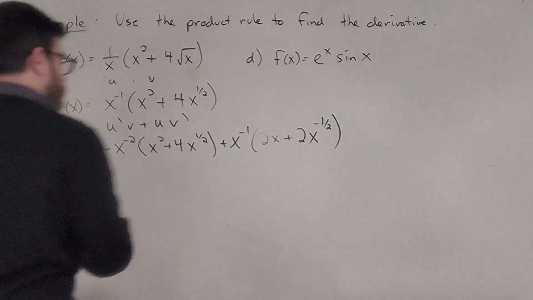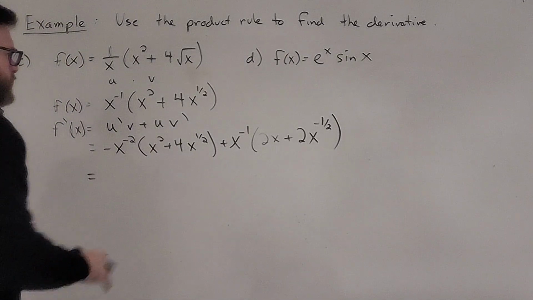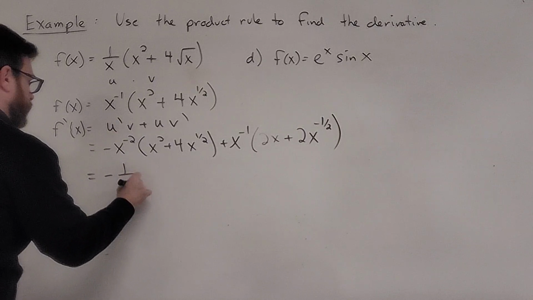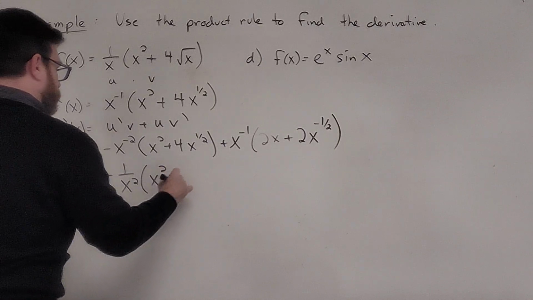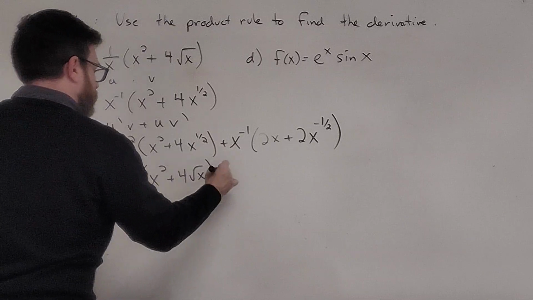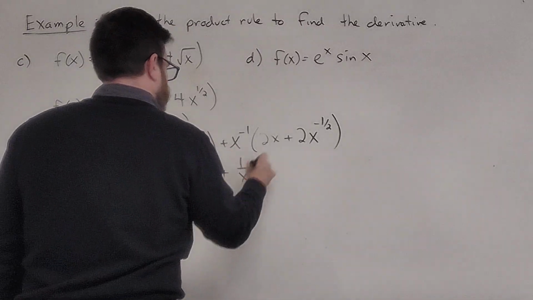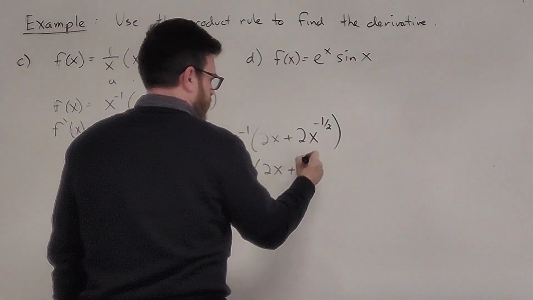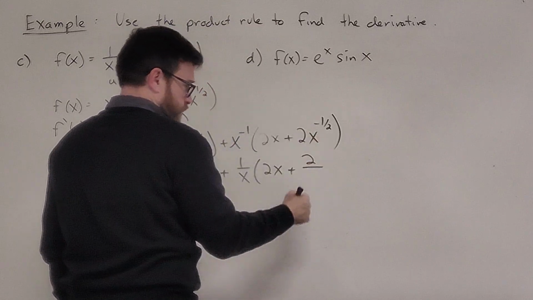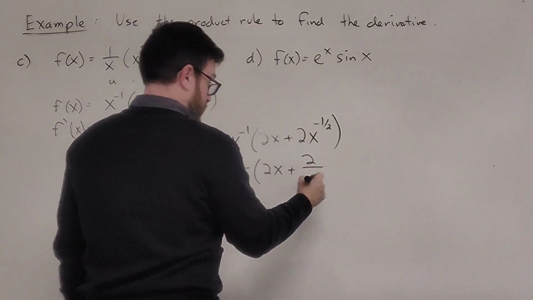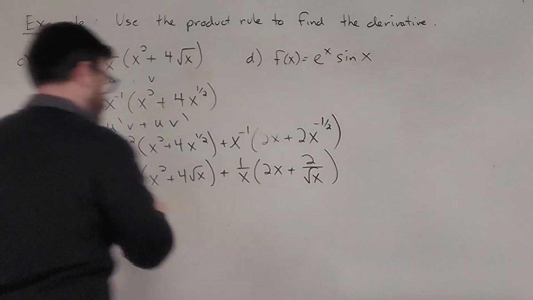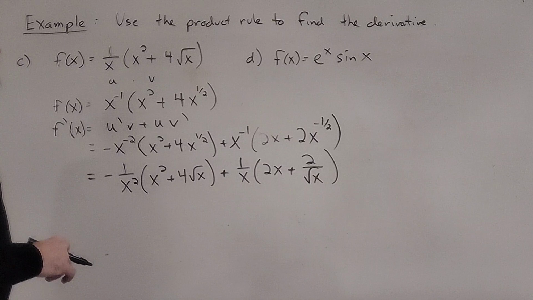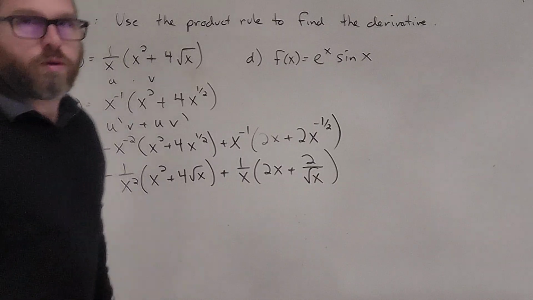Now we can rewrite these and simplify. I don't think I'm going to expand them. I'm just going to rewrite them back into their original form. So this is minus 1 over x squared multiplied by x squared plus 4 root x. Plus this is going to be 1 over x times 2x plus, well, this is going to be a square root on the bottom, but that 2 is still to a positive 1 power. So this is in the numerator, this is in the denominator. Now, of course, we can distribute and simplify, add these powers and so on. But really, we're just trying to practice that product rule here.